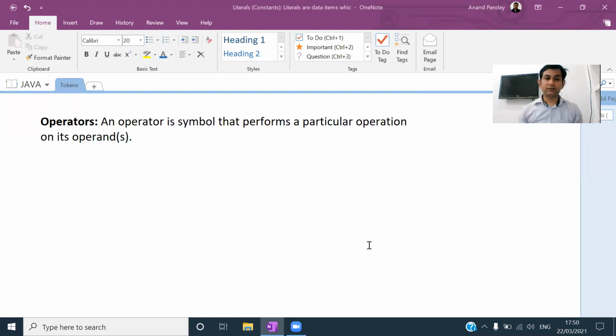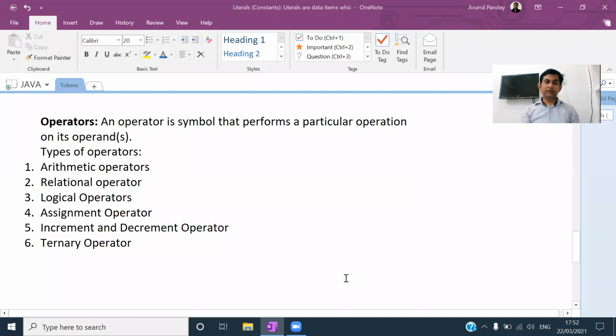So you can see on the screen, I have written the definition of operator. An operator is a symbol. An operator is a symbol that performs a particular operation on its operands. So there are the following types of operators. Let me discuss. I will explain everything.